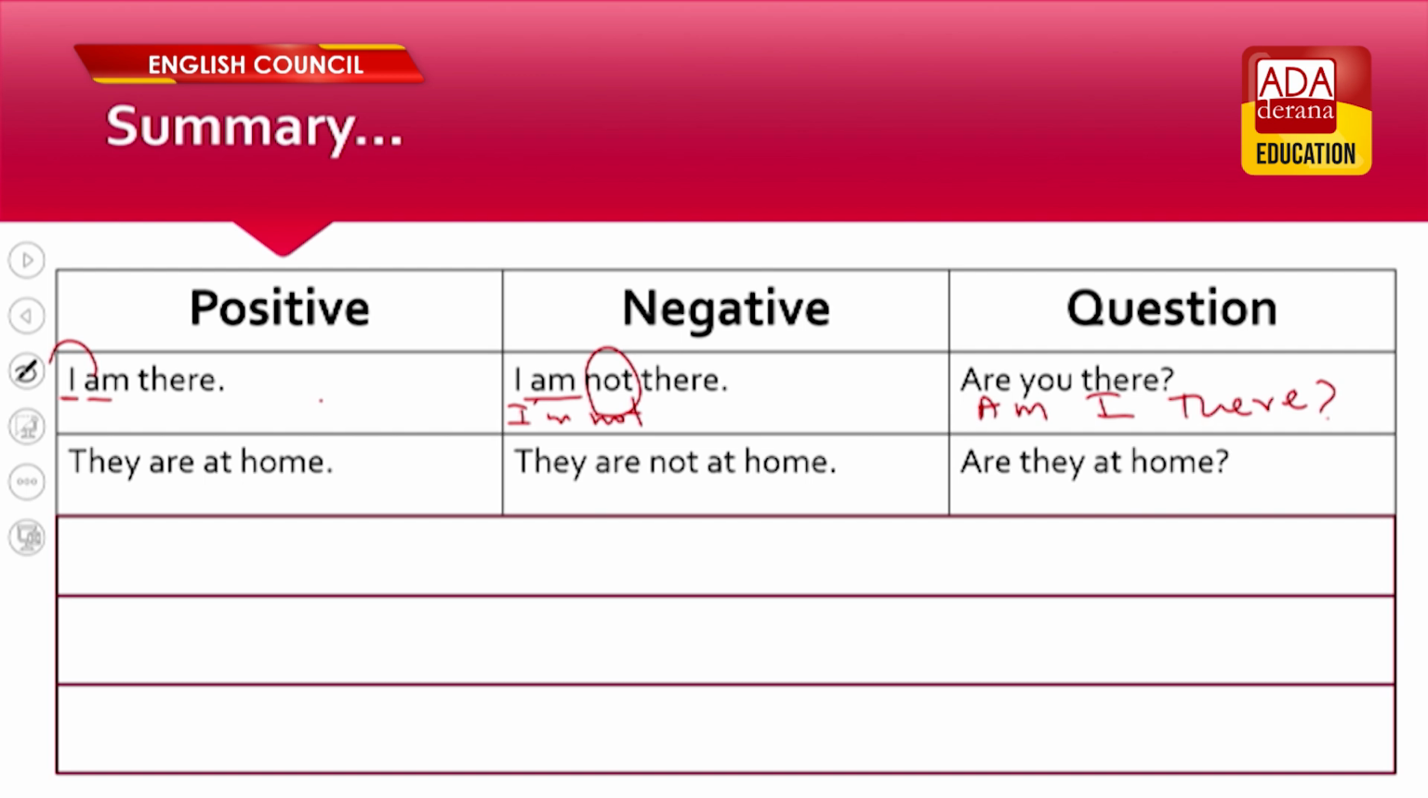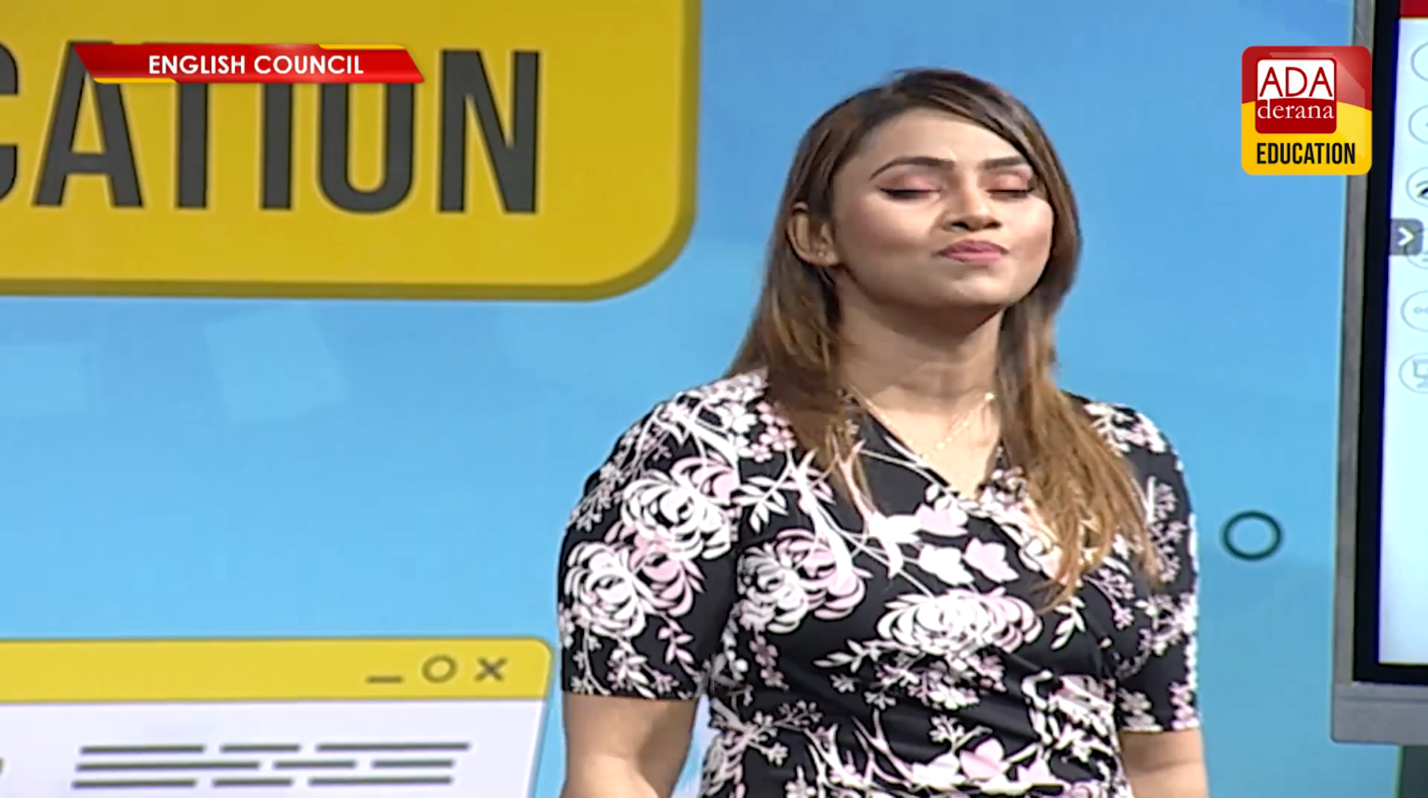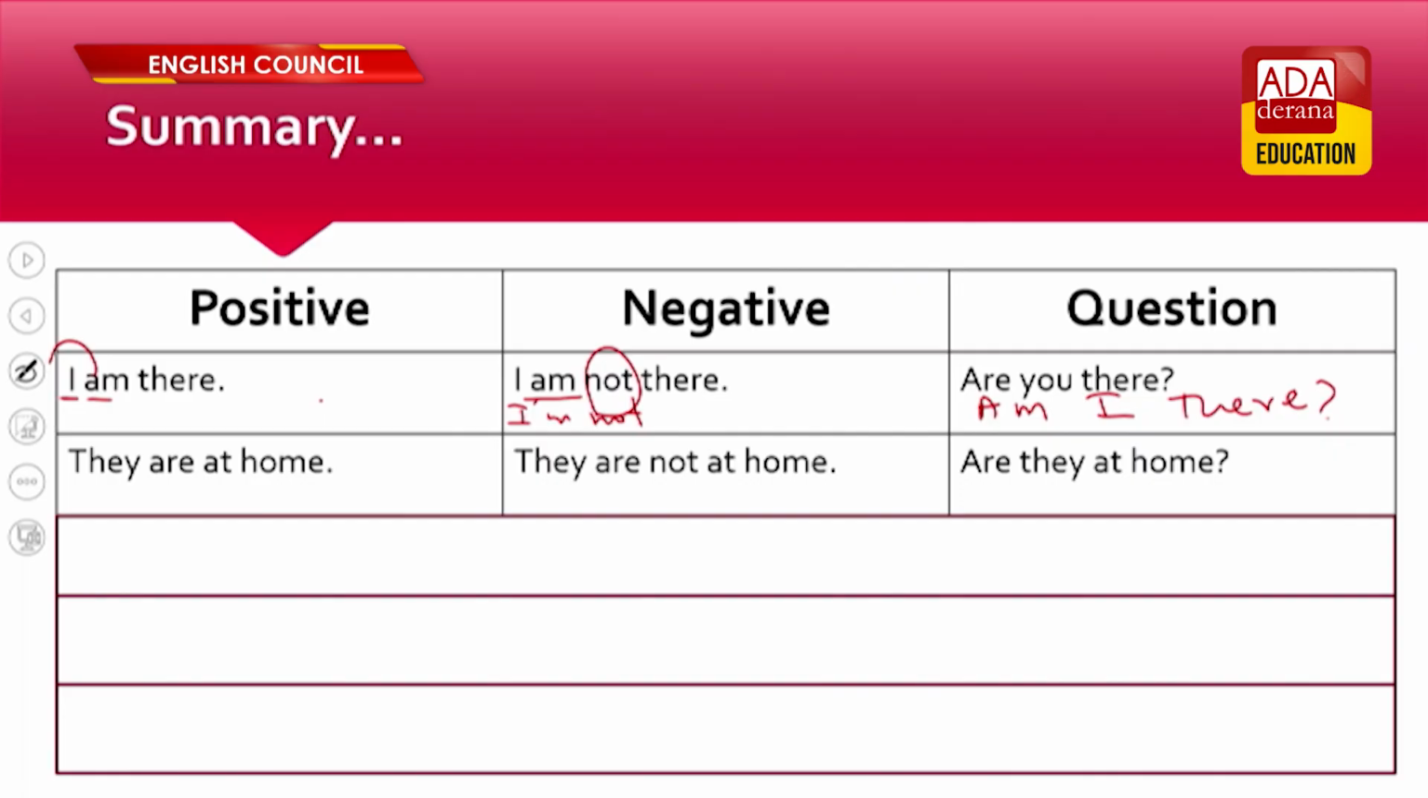And then you have they are at home. You look at the screen. They are at home. How to get the negative? You said they are not at home. The question, are they at home? Simply you take the be verb in front.